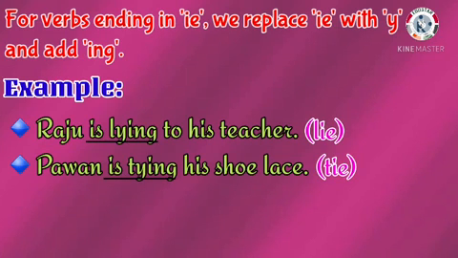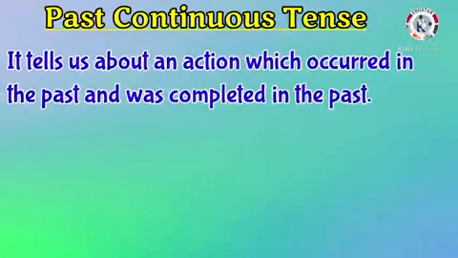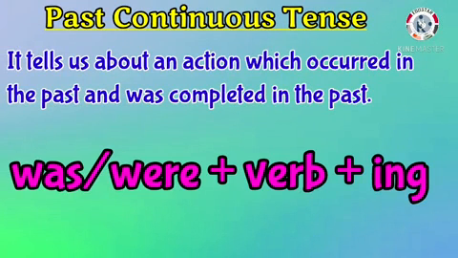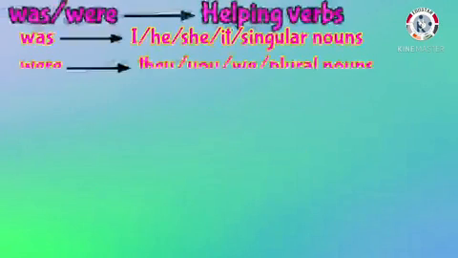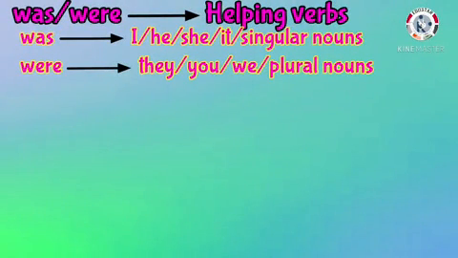The same ing rules are followed in past continuous tense, but the helping verbs will change. The past continuous tense tells us about an action which occurred in the past and was completed in the past. We use was, were plus verb plus ing form to express this tense. Here, was and were are helping verbs. Was is used with I, he, she, it or any other singular nouns. Were is used with they, you, we or any other plural nouns.